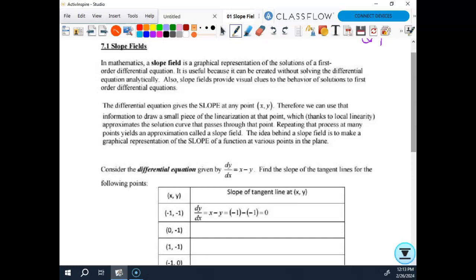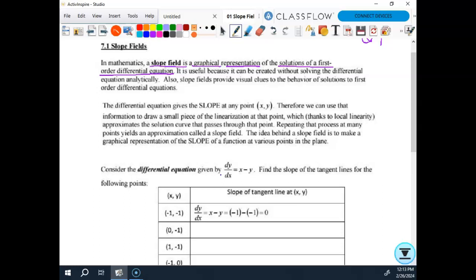But a slope field is a graphical representation of the solutions of a first-order differential equation. That sounds all fancy. A differential equation is anything that has dy/dx in it when you take the derivative. So we've been dealing with differential equations all year, we just didn't necessarily call them that. They provide us visual clues to the behavior of the solutions of first order. And first order means it's the first derivative, not the second derivative or whatever.